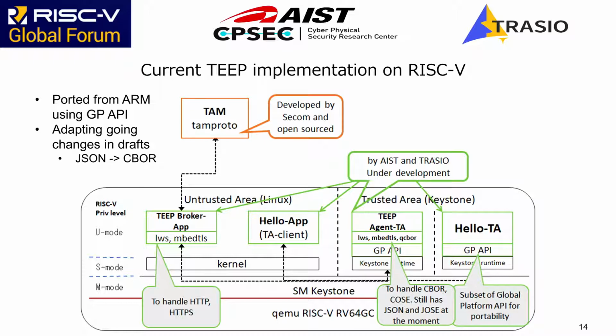Also, we have our sample TA called Hello TA and Hello App here on RISC-V. We did not have to change any single line of code inside the Hello TA to run it on RISC-V. And also, many things have changed since the initial prototype. JSON format was changed to CBOR, and JOSE was changed to COSE.